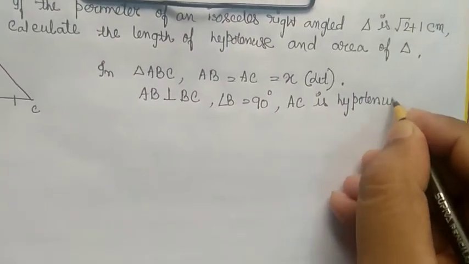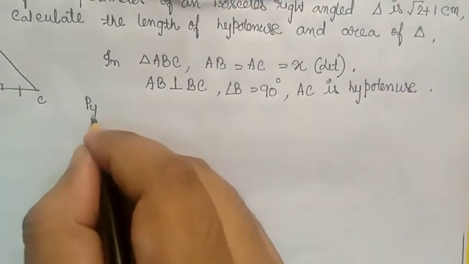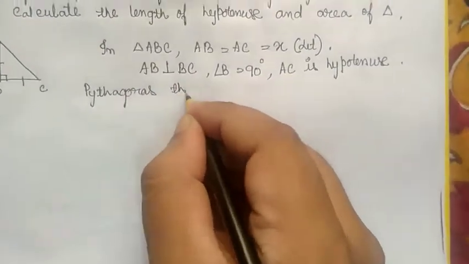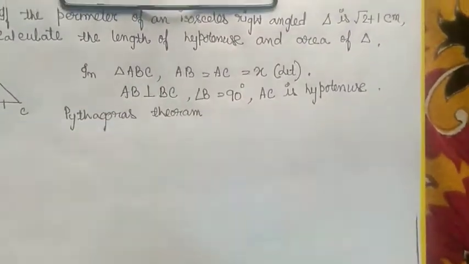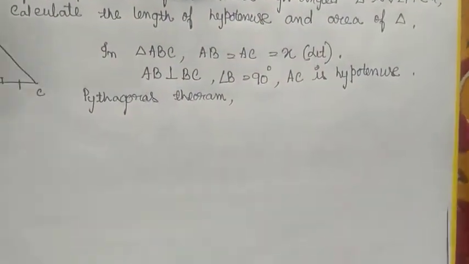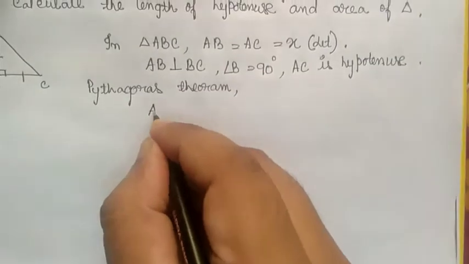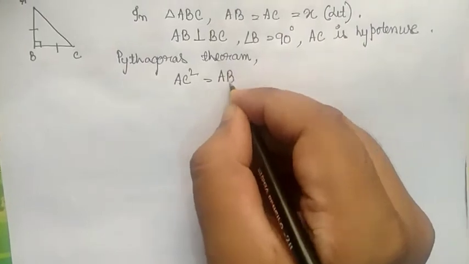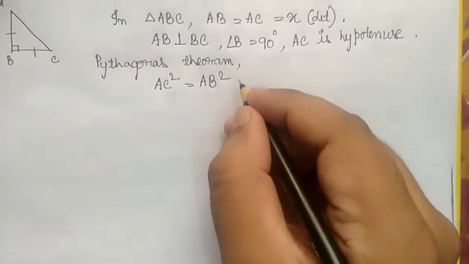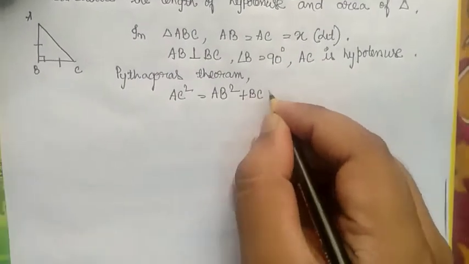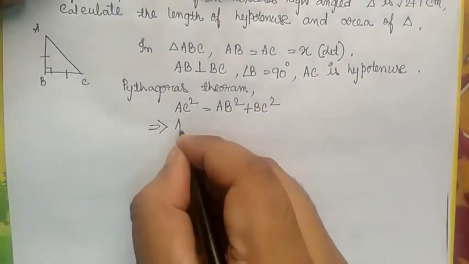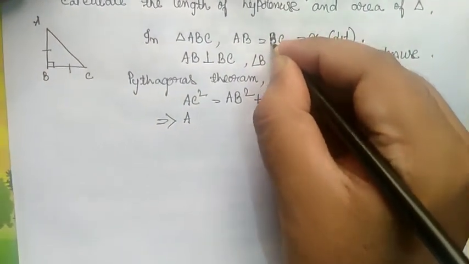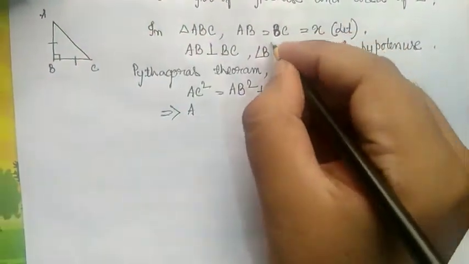So if AC is the hypotenuse, from Pythagoras theorem, please check the spelling also. Pythagoras theorem, we can say that AC square, hypotenuse square, equal to base square plus height square. So we're going to write in this formation: AC square equal to AB square plus BC square. So now we know the value of AB and BC. Sorry, this should be BC.